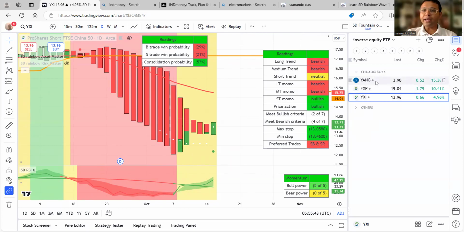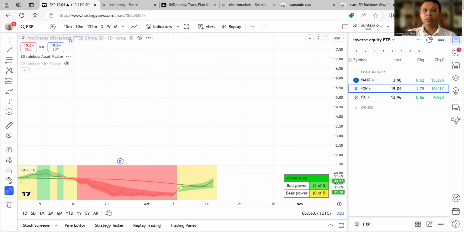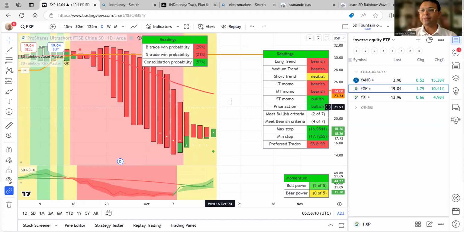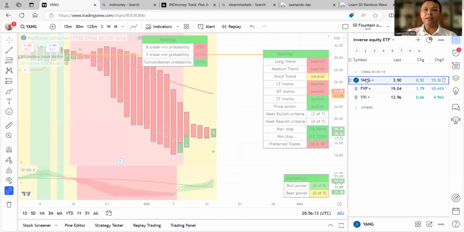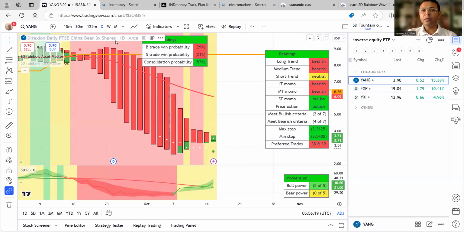Here, we have three ETFs to ride China. We have YXI, which is 1x leverage, meaning if China goes down 5%, this can go up 5%. Then there is the double leverage, ProShares Ultra Short, which is 2x leverage. And then we have YANG, which is basically 3x leverage. The leverage is adjusted on a daily basis. Overnight, the leverage is non-existent.